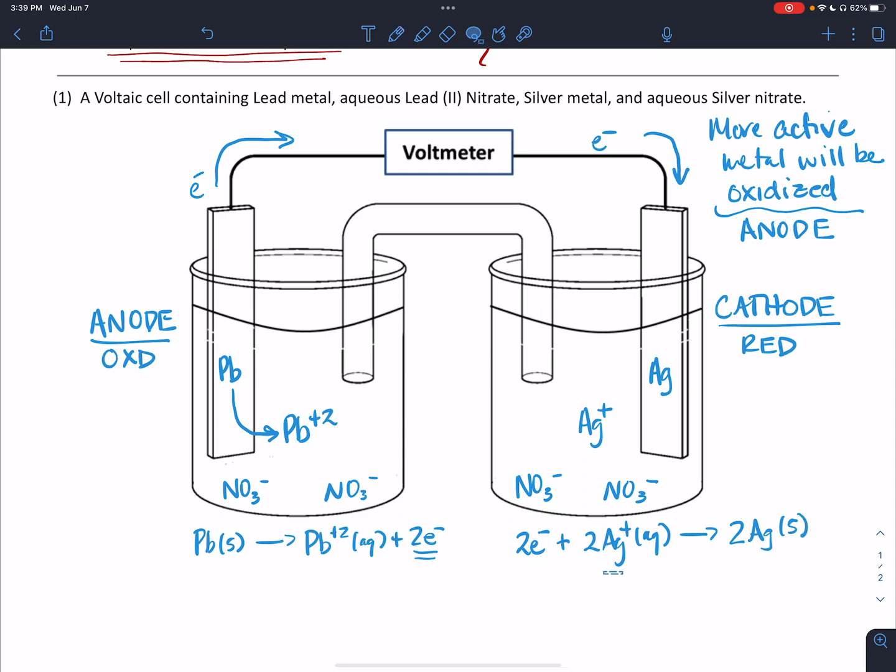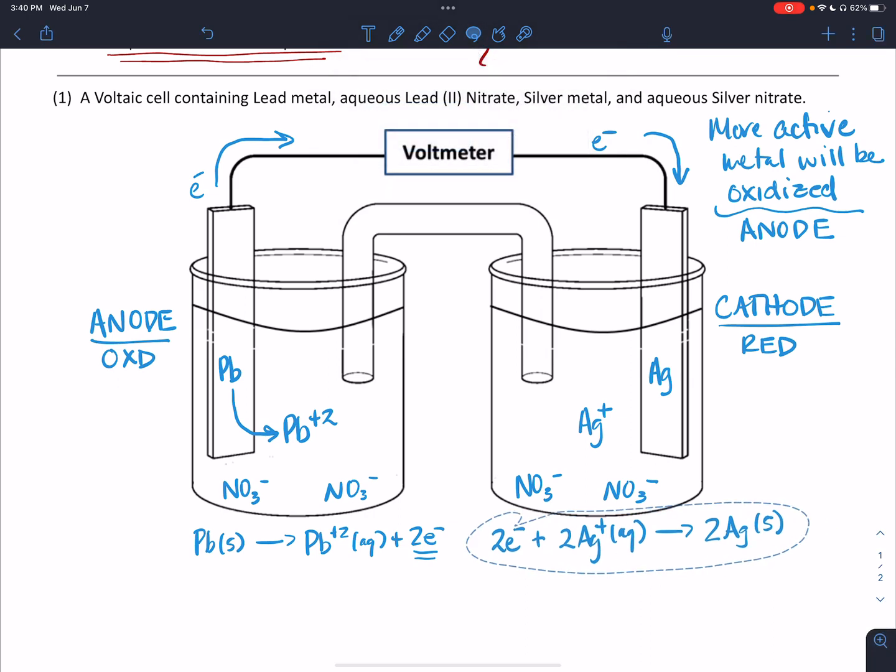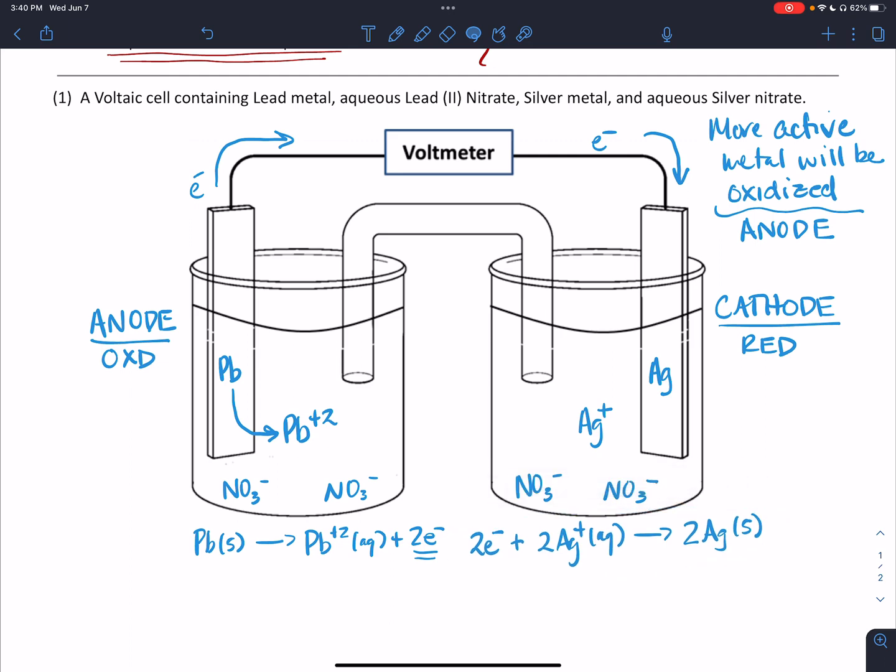Let me move this over just a little bit. There we go. All right, so you can see I had 2 electrons coming from my anode and 2 electrons being used at my cathode. So these are my 2 half reactions, and I can put them together for my net ionic.